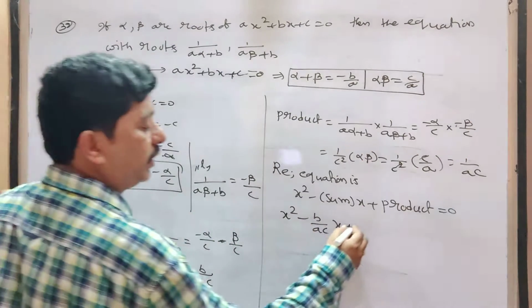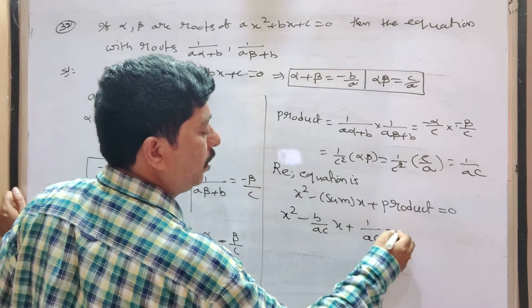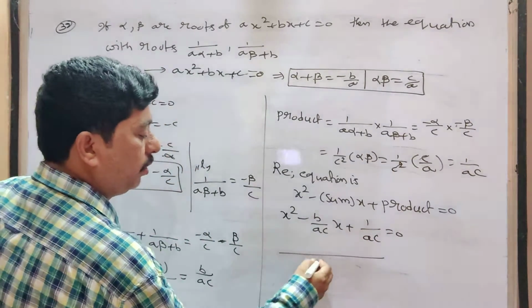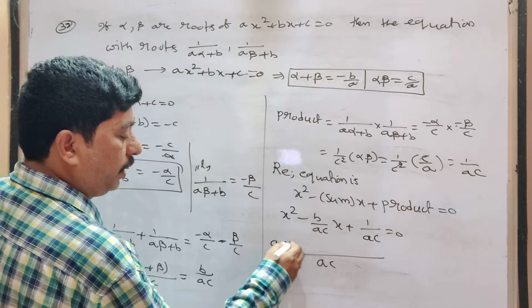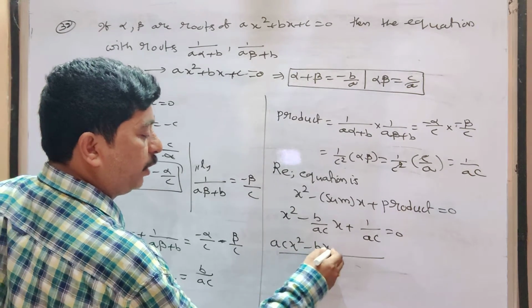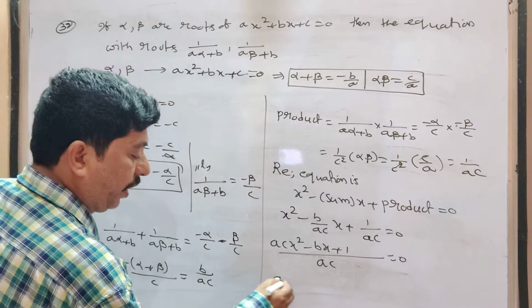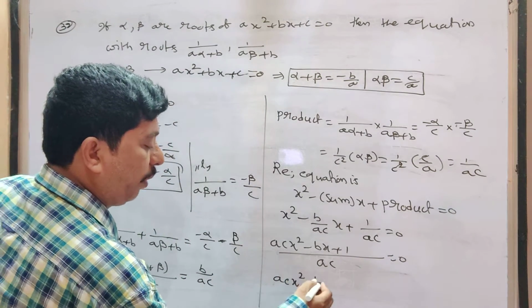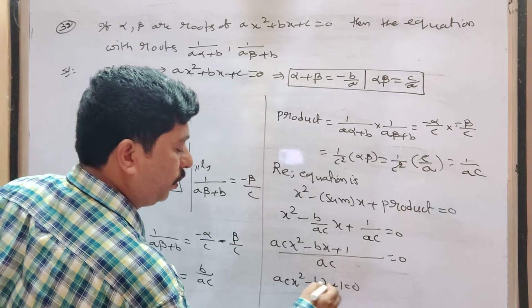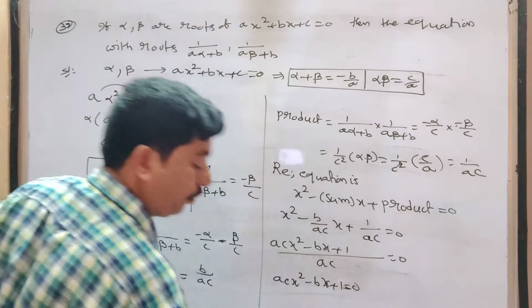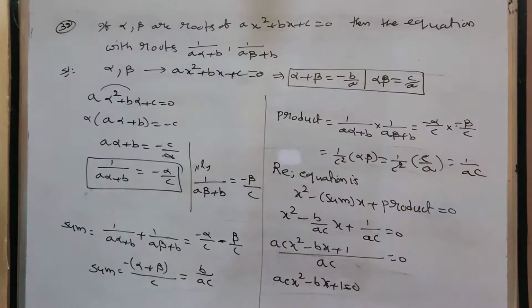Product you got is 1 by AC. AC is LCM, na? AC into x square minus bx plus 1 equal to 0. Denominator being right hand side, we get AC into x square minus bx plus 1 equal to 0. This is the answer. Check the solution.